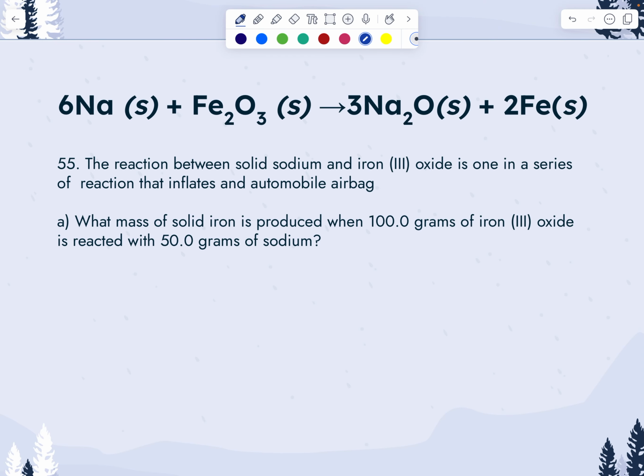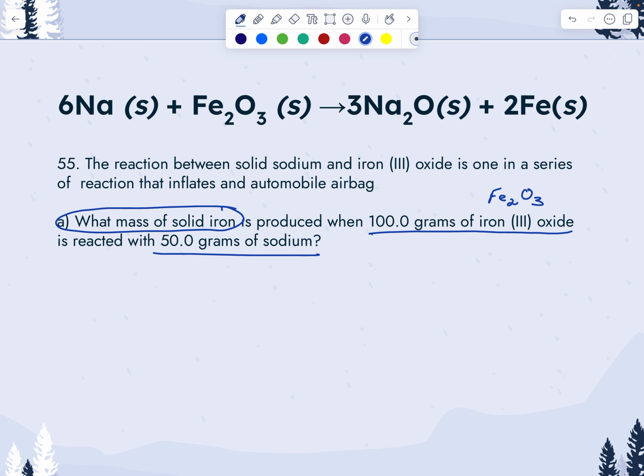Okay, the next one of these limiting reactant problems, right? It says the reaction between solid sodium and iron 3 oxide is one in a series of reactions that inflates an automobile airbag. And the question is asking what mass of solid iron is produced. And I'm given an amount of both reactants, 100 grams of iron 3 oxide, that's Fe2O3, and 50 grams of sodium. So I'm going to go through those steps, right?